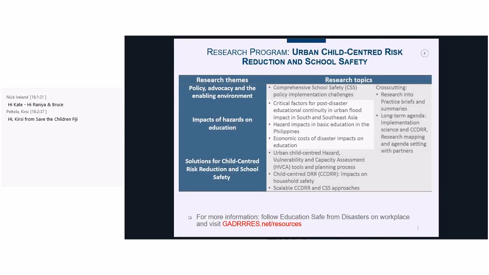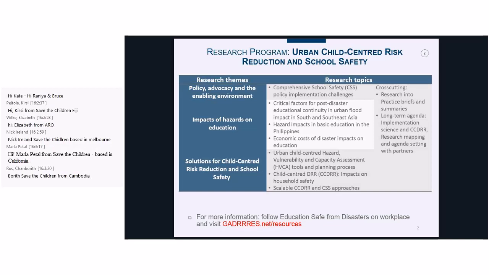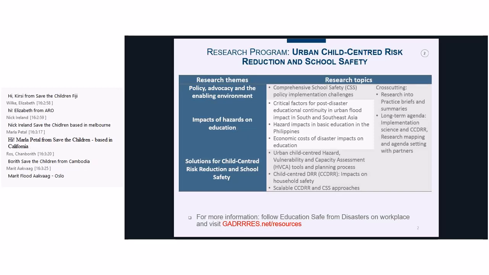So for that context that I mentioned, this project is part of a larger research program. In 2016, Save the Children conducted a scoping study looking at the gaps in child-centered risk reduction and school safety, evidence and guidance. From that, we discovered three main themes where those gaps exist. You can see those themes there on the left-hand side on the slide. And within that, there are 10 projects which fell within those three themes in the middle there, and you can see the projects there. And this process guide falls within the theme of solutions for child-centered risk reduction and school safety.